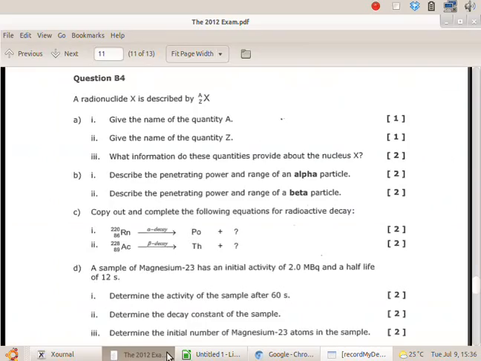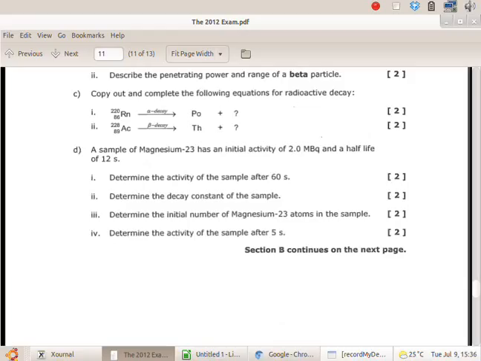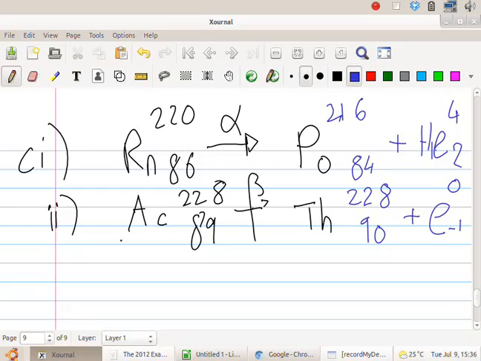Super. Okay, that's C done. So how many marks now? 1, 2, 3, 4, 5, 6, 7, 8, 9, 10, 11, 12. And just one part to do now, the D part. Okay, good question, I think.